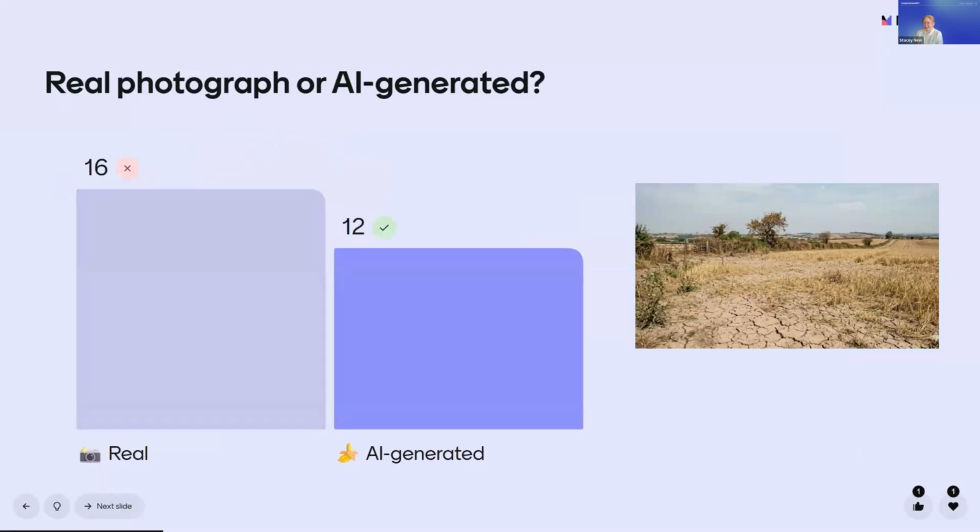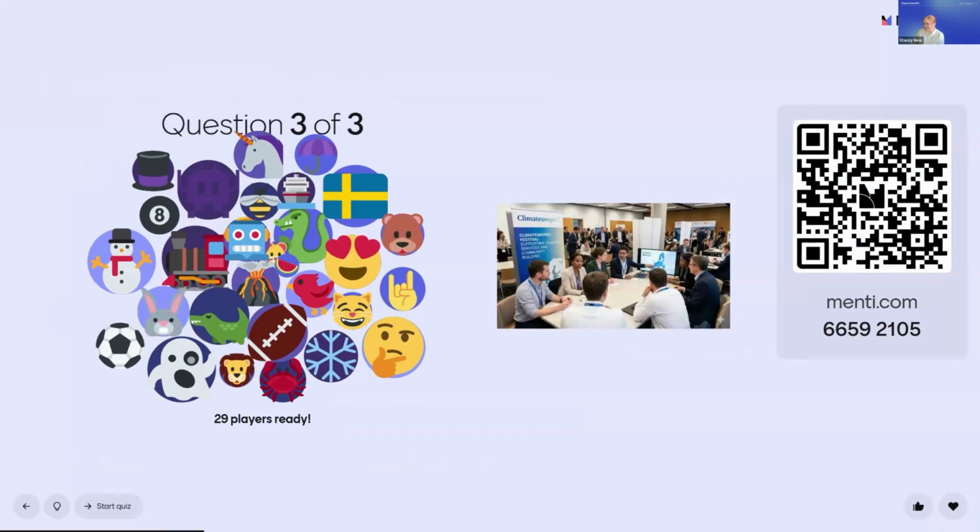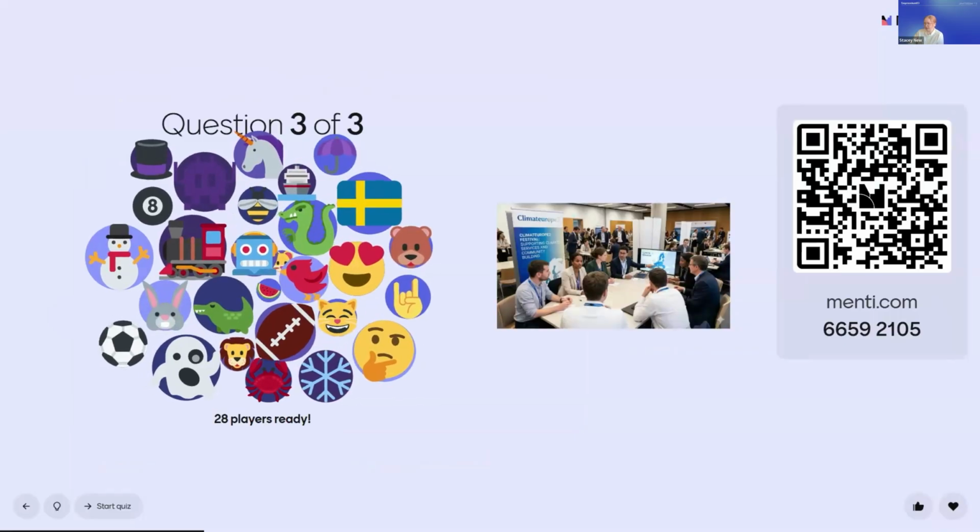Oh, a bit more of a split. So those of you who said AI generated, you're right. I wanted to use this image because this is an image that's used quite a lot when we're talking about drought. So you can see how well AI is now reproducing these images. Well done to those of you who said AI, but also it's okay because it does look really real. So it doesn't matter if you said real. Okay, the next one is a little bit trickier, hopefully.